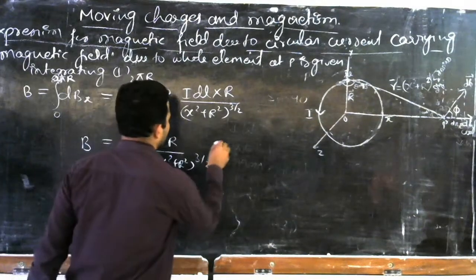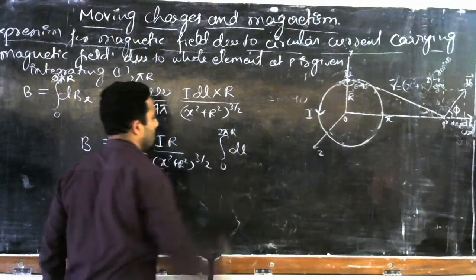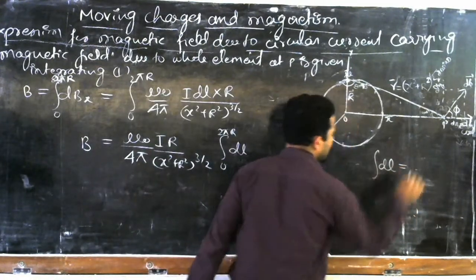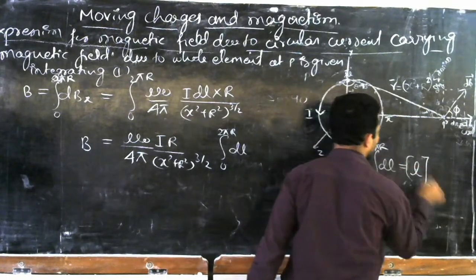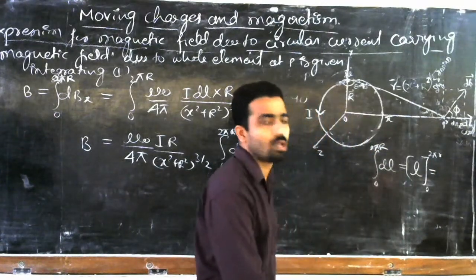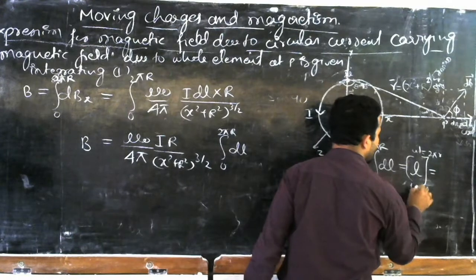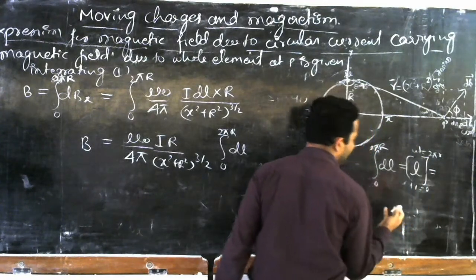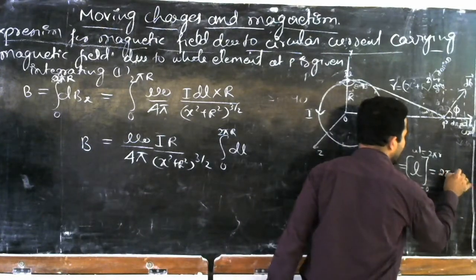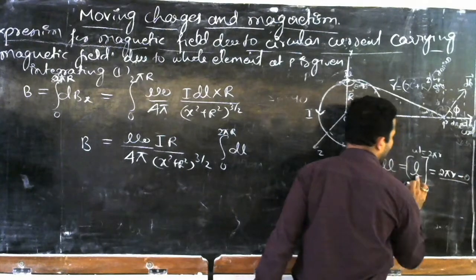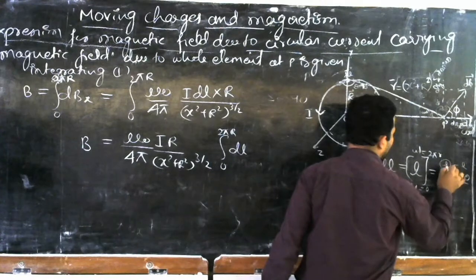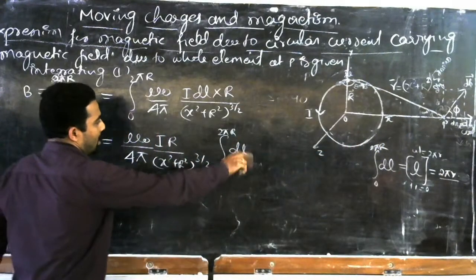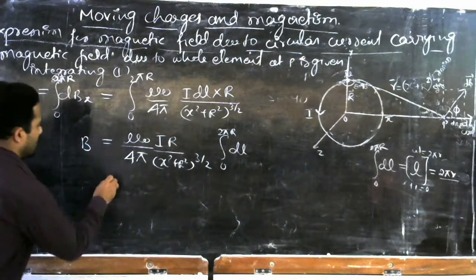We have integrated it. So here, the integration from 0 to 2 pi r of dl. If you integrate dl, you will get l. So 0 to 2 pi r is the limit. Then what you have to do is apply the upper limit minus the lower limit. The upper limit value is 2 pi r and the lower limit value is 0. So 2 pi r is the answer when you apply the limits.